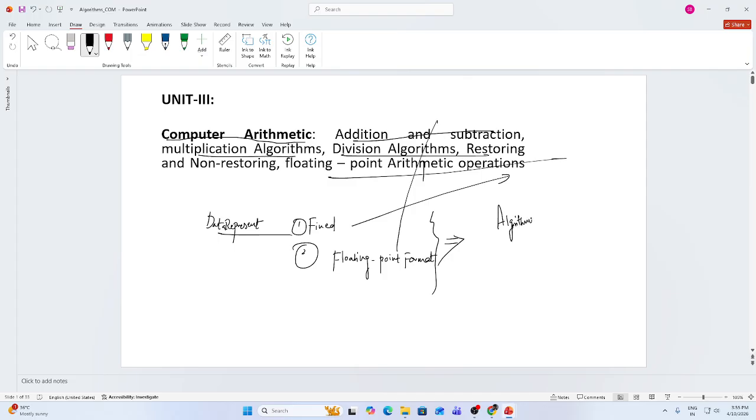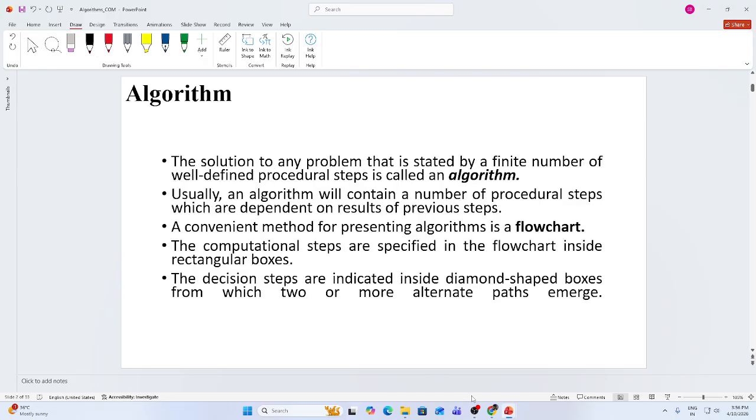These are the algorithms which we are going to implement in the hardware. These are not implemented in the software. Remember that these algorithms are implemented in the hardware. Now let us start with what an algorithm is. You know what an algorithm is.